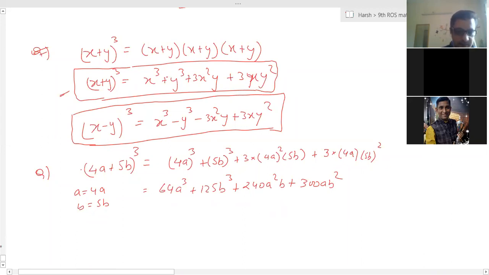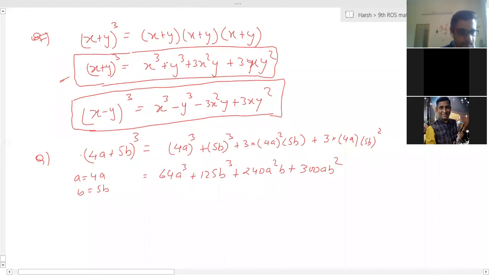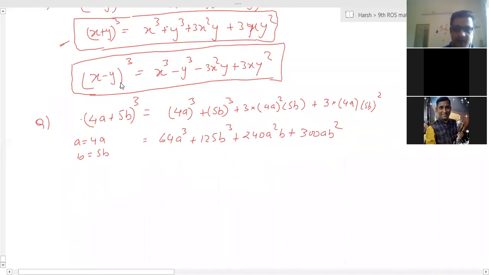This is one type of question. Similarly for minus also you can put like that. Let's suppose the question is (3a minus 2b) the whole cube. So a here will be 3a and b will be what? What will be b, Ritvi? Sir, 2b. Okay. Then you can replace here and find the value.